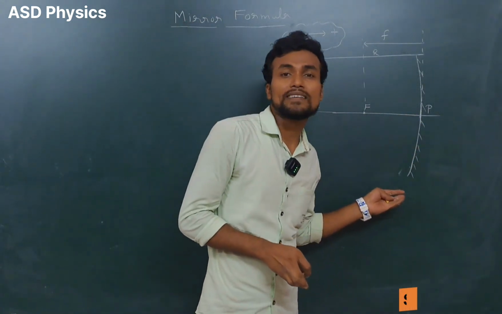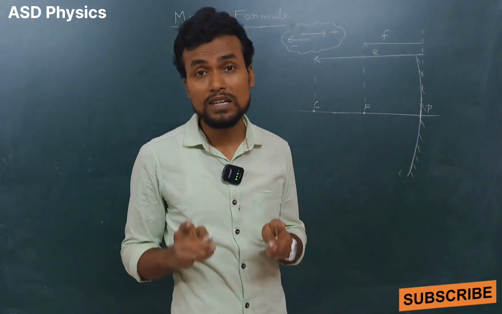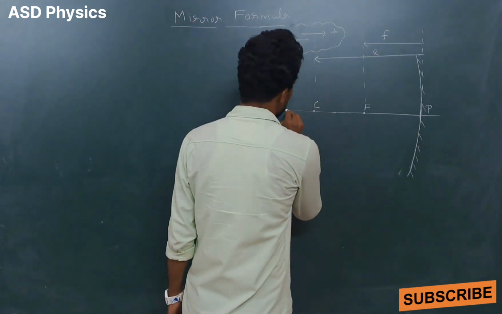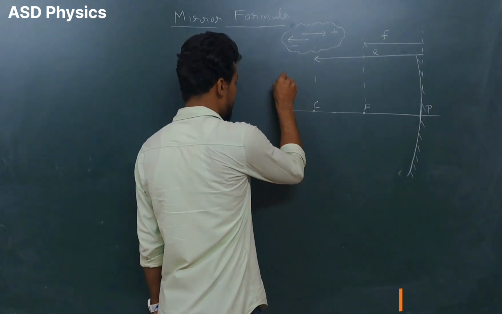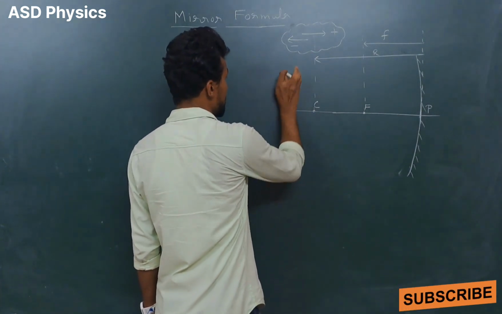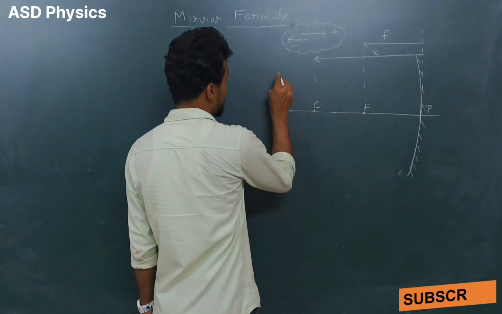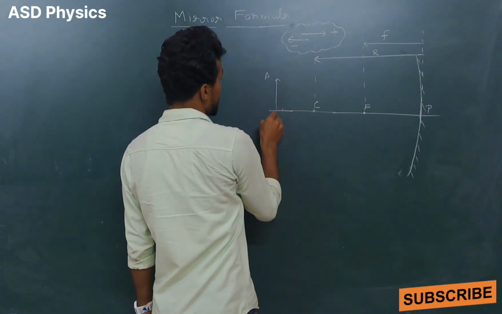Now we have to identify the position of the image. For that we need how many rays? We need 2 rays. So I will take the object here, somewhat more distance away. The object is here, A, B.